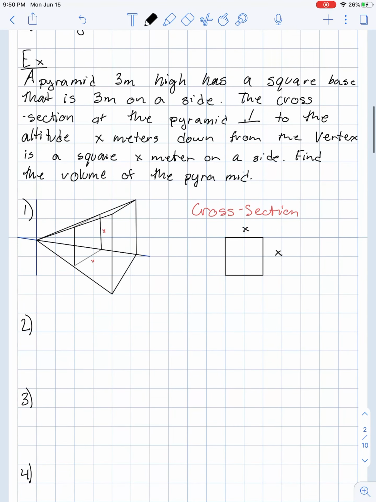So number 2 was to find the formula for A(x), which is the area of a typical cross section. Well, the typical cross section is a square. The area of a square is length times width. It so happens that our length and width are both x, so I have x times x, which is x squared.